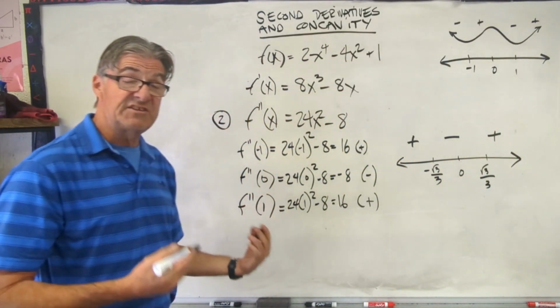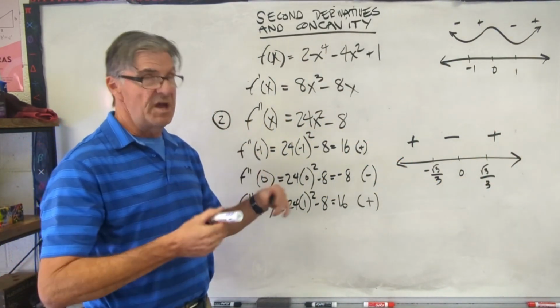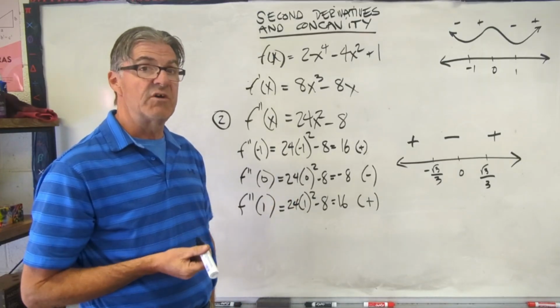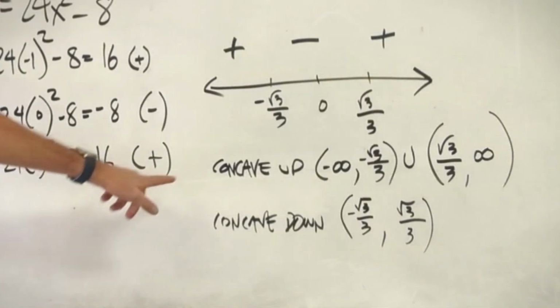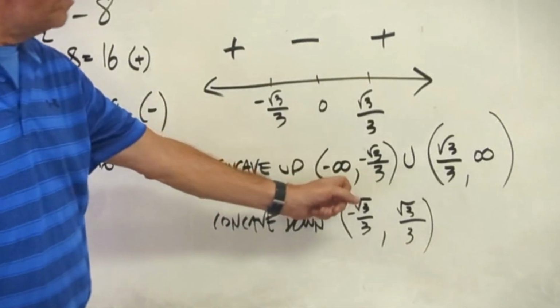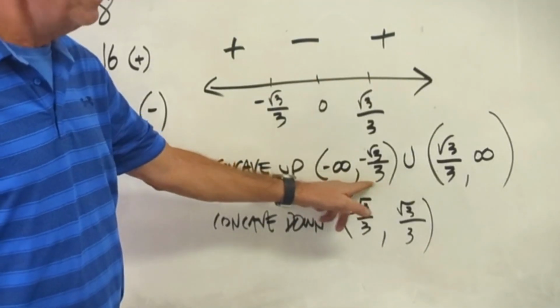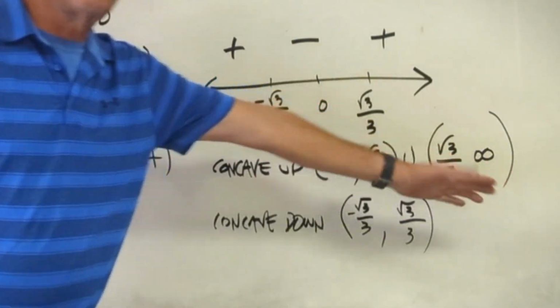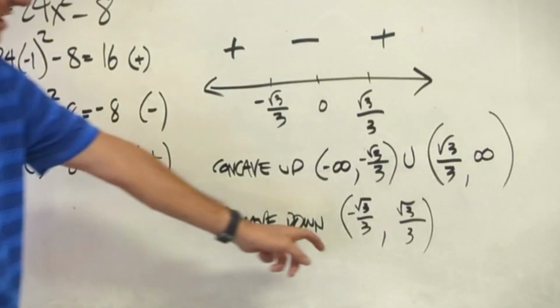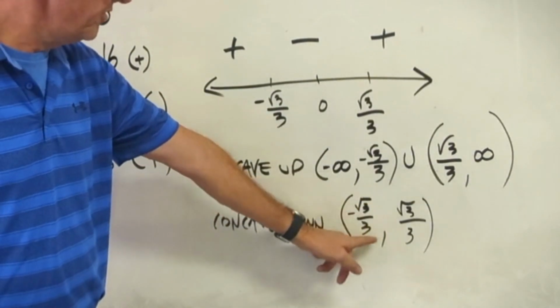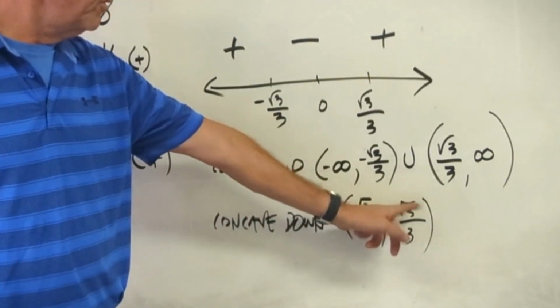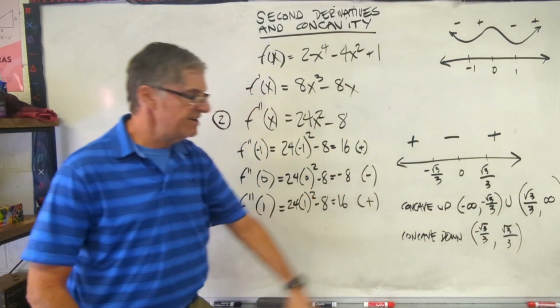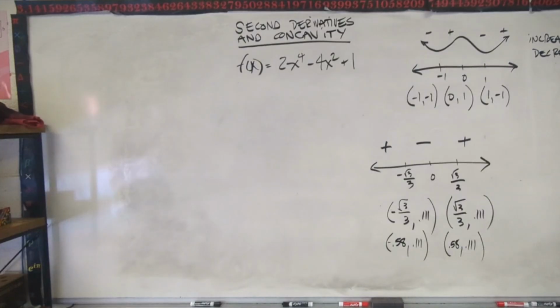So now we can write this as interval notation. So pause the video, do that. Okay, so here's the interval notation. Concave up from negative infinity to negative root 3 over 3, combined with union root 3 over 3 all the way to positive infinity. And then concave down in between those two, negative root 3 over 3 and root 3 over 3. So that specifies all of that out for you.